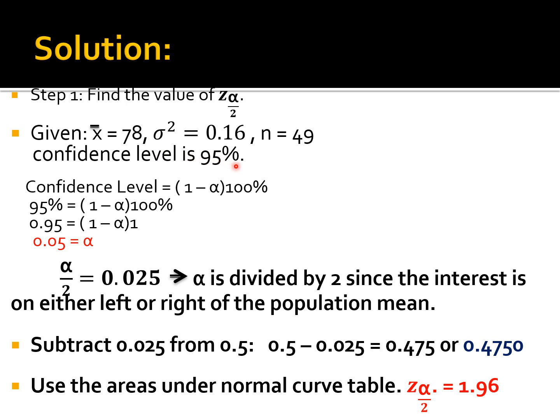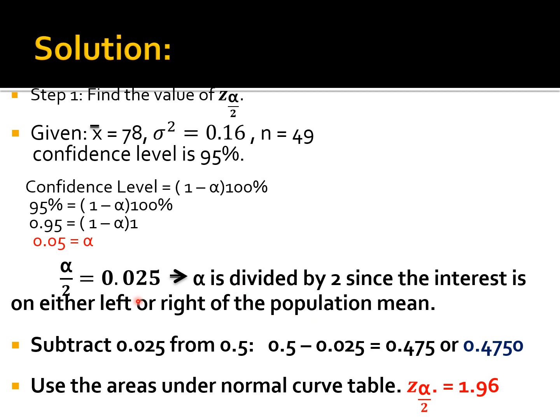The confidence level is 95%. So it's easy: find alpha first. Just subtract the given confidence level from 100%. So 100% minus 95% gives us 5%, right? Then convert that into its equivalent decimal form. So 5% is equal to 0.05. That is our alpha. After finding alpha, divide that right away by 2. So alpha divided by 2 gives us 0.025. It is divided by 2 since the interest is on either the left or right of the population.